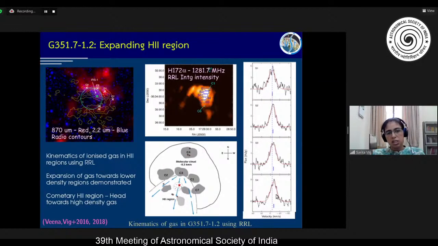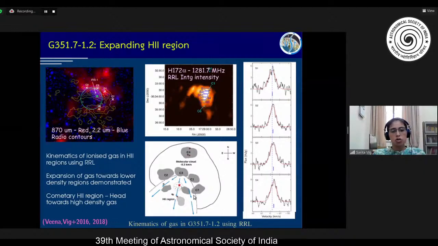Now, I will talk about some of the regions that we have studied where we have seen some of these effects. For example, the expansion of an H2 region has been studied in the star forming region G351.7. We all know that H2 regions expand, but we wanted to trace this, and for this we used the radio recombination line using GMRT, and we showed that it is expanding towards the lower density regions, basically towards this direction, as one can see here, where the contours indicate the radio. Towards the lower density regions it is moving faster, as indicated by this slide here, and also shown in the schematic.